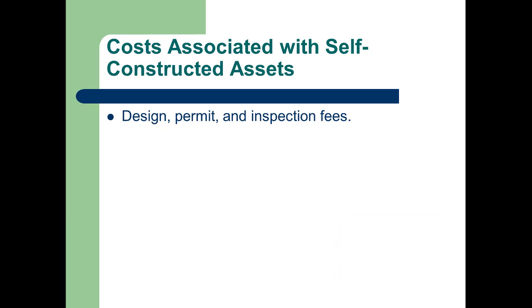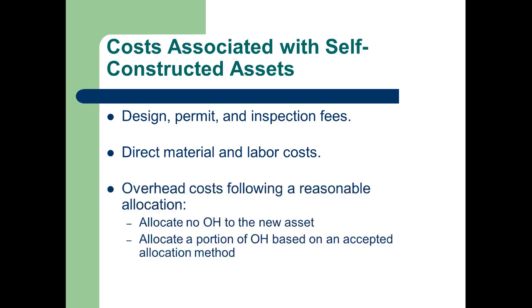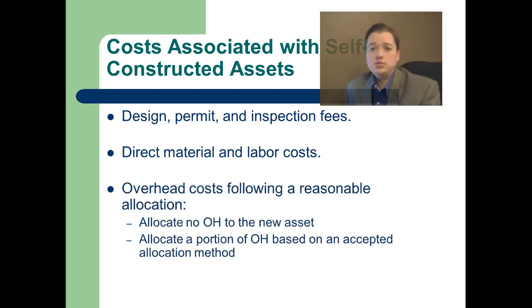We keep track of our direct material and direct labor. These are the actual raw materials that we put into the job, our wages for those who actually work on our project instead of the other projects we may be working on. And then we have to do something with overhead. And FASB gives us two options with overhead.